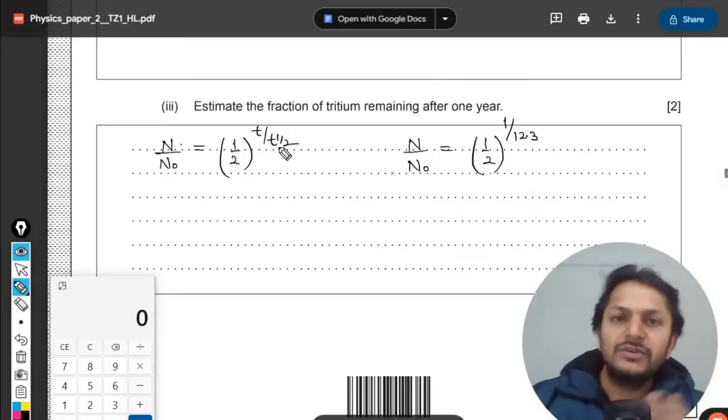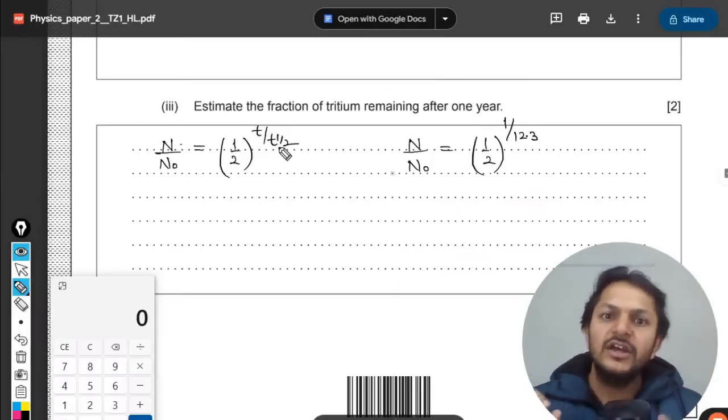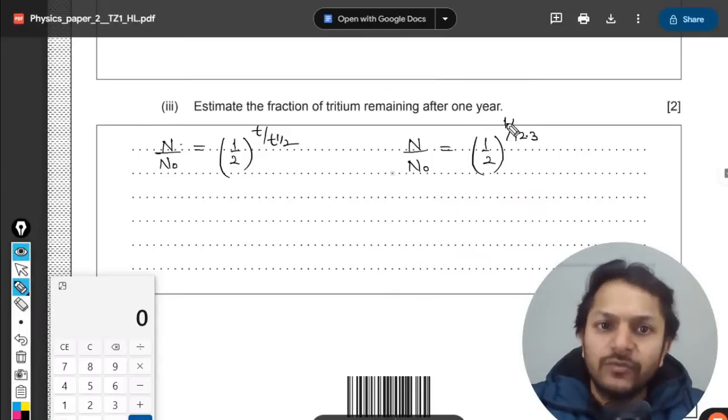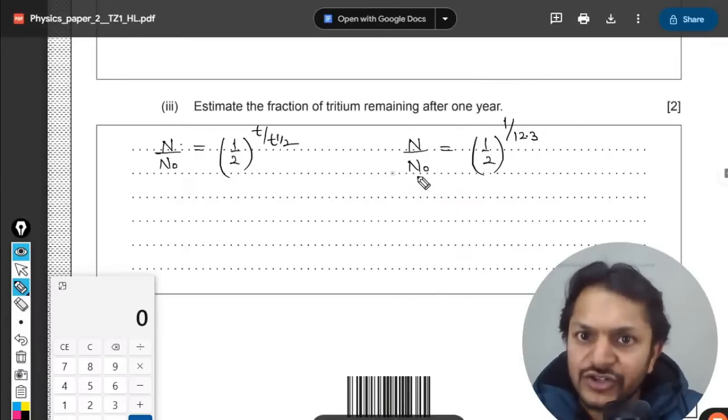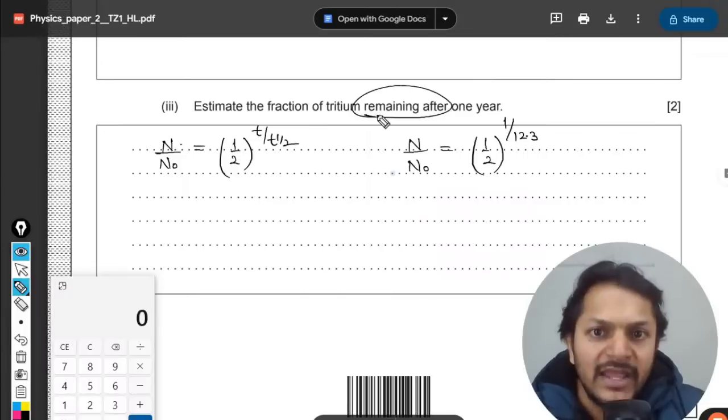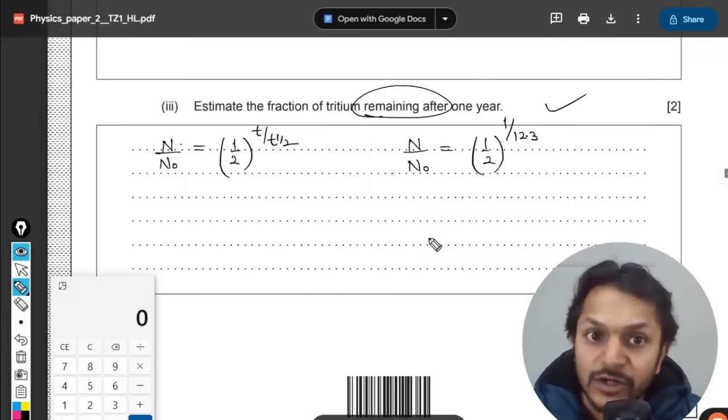It could be seconds, minutes, hours, years, but both should be in the same unit. So this is 1 year and this is 12.3 years. Thereby we can find the fraction that will be remaining after 1 year. So this will be your answer.